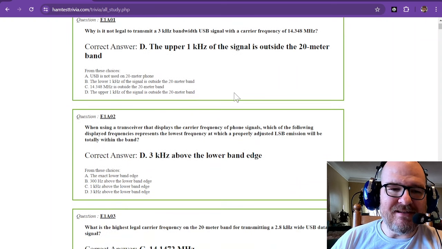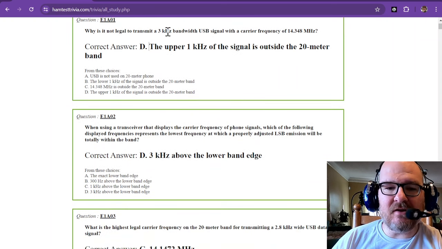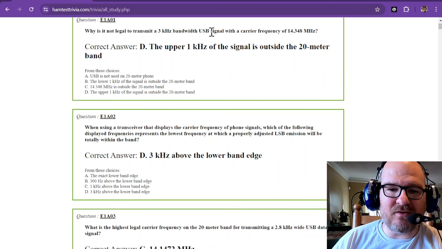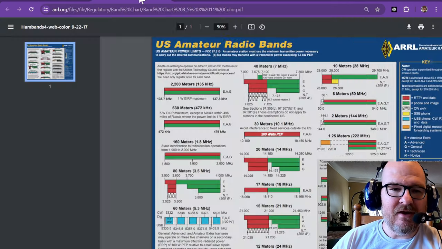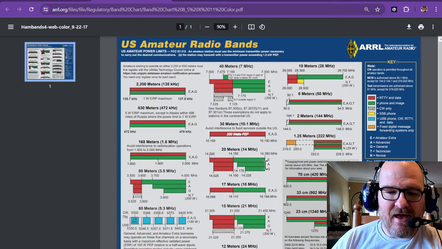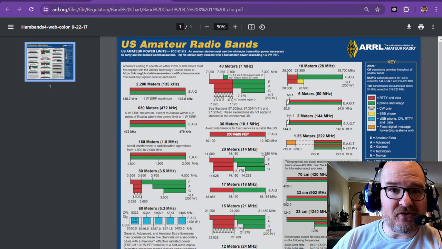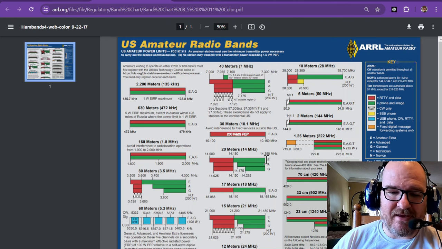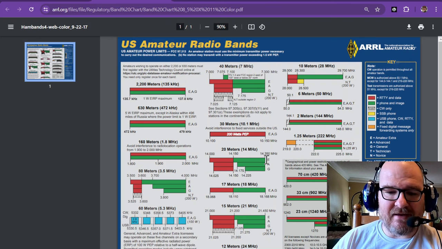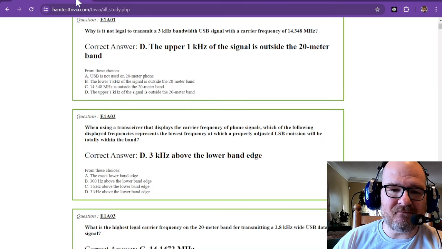Why is it not legal to transmit a 3 kHz bandwidth upper sideband signal with a carrier frequency of 14.348 MHz? Your answer is the upper 1 kHz of the signal is outside the 20 meter band. 20 meters stops at 14.350. So if you're at 14.348, you got 49.50 is good. But then that last upper sideband kilohertz is outside your frequency allocation.